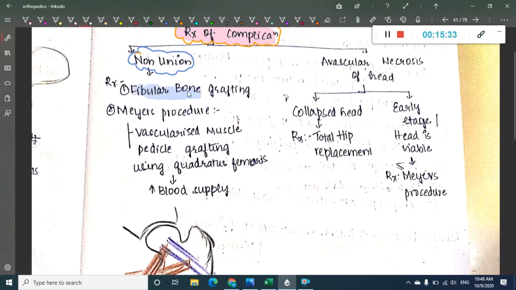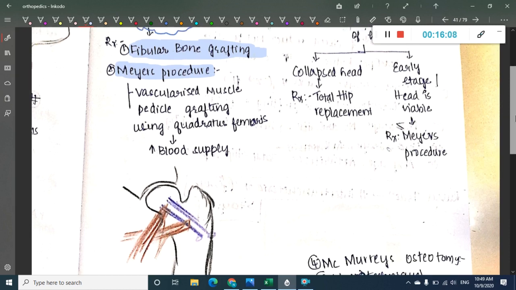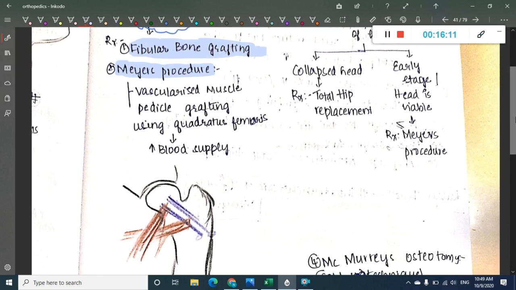One, fibular bone grafting can be done for treatment of non-union. Or second, we have a procedure called Meyer's procedure. So what do you do in Meyer's procedure? In Meyer's procedure, you will take a vascularized muscle pedicle graft using quadratus femoris. Because that muscle, quadratus femoris, has good blood supply, it easily increases the blood supply to the femoral head, and thus it will prevent non-union.